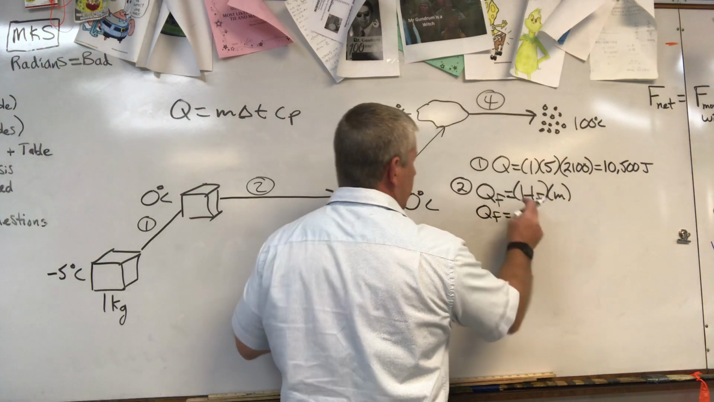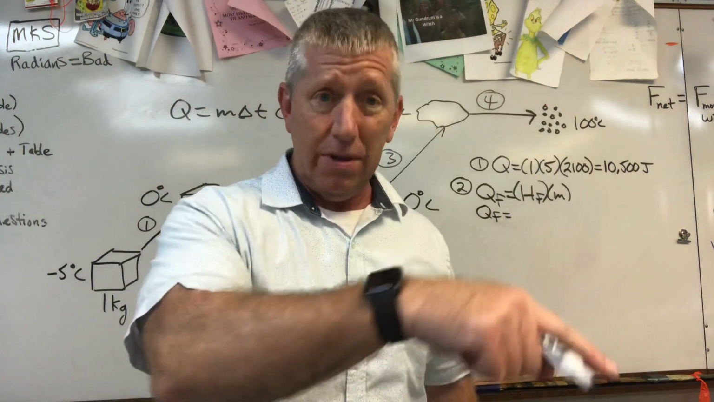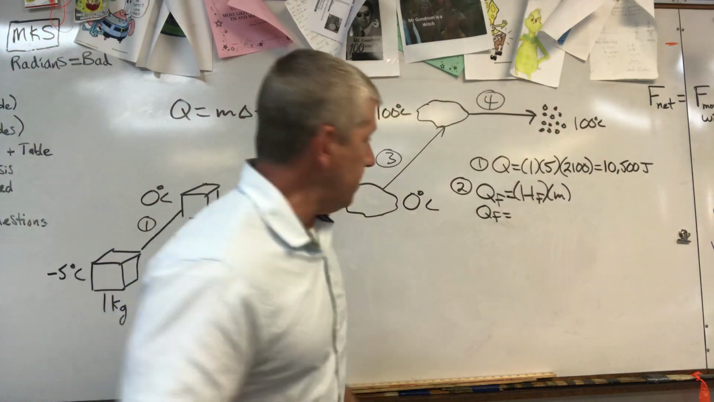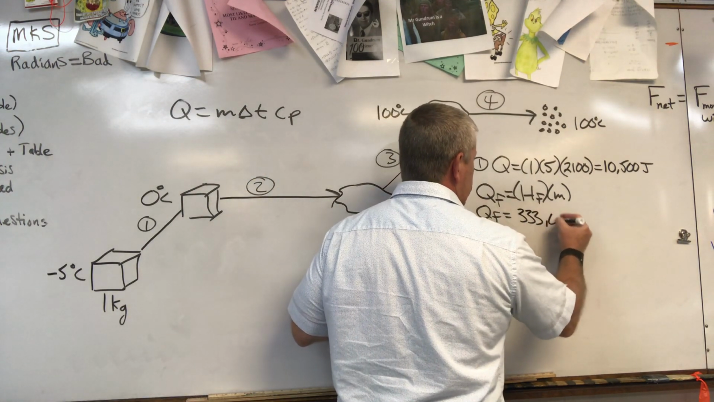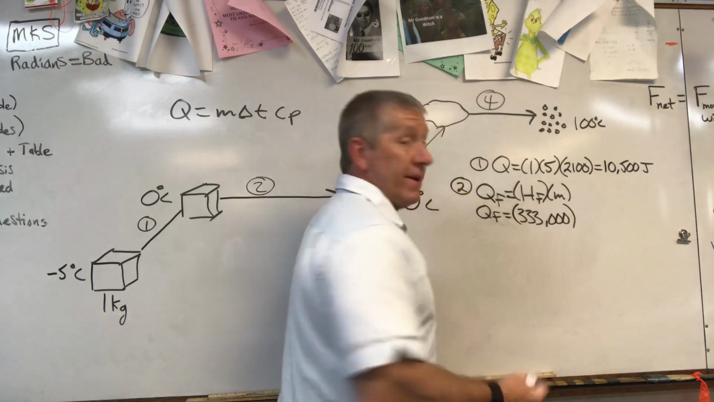So let's go right down here. QF equals heat of fusion. Now, we went over that in the last video. You kids all remember it? You remember that, 333. Add 3 zeros for kilograms. So that's 3, 3, 3, 0, 0, 0 joules per kilogram. And we have 1 kilogram.